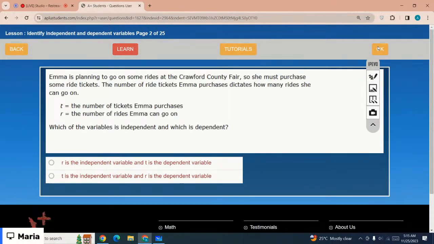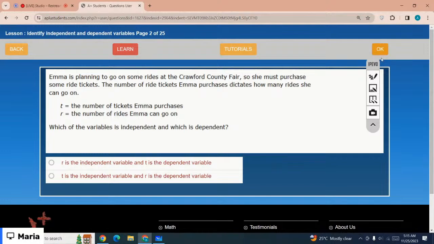Okay, the next one is Emma is planning to go on some rides at the Crawford Country Fair. So she must purchase some ride tickets. The number of ride tickets she purchased dictates how many rides she can go on, right? Which variable is independent and which is dependent? The more tickets she has, the more rides she can ride, right? That means the number of rides is dependent on the tickets.